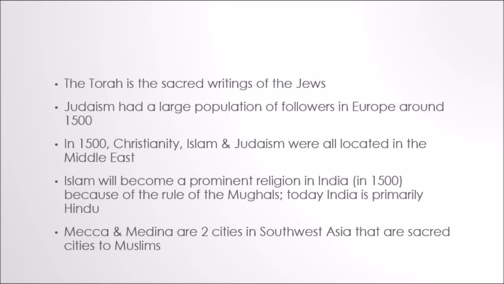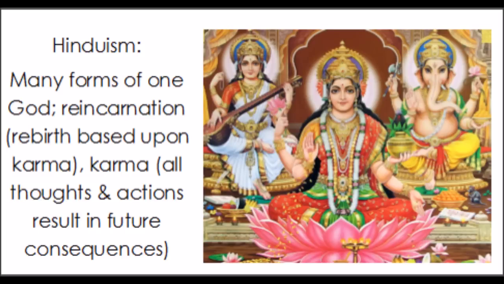The Torah is the sacred writing of the Jews. Judaism had a large population of followers in Europe around 1500. Also, Christianity, Islam, and Judaism were all located in the Middle East. Islam will become a prominent religion in India because of the rule of the Mughals, but today India is primarily Hindu. Mecca and Medina are two cities in Southwest Asia that are sacred cities to the Muslims.